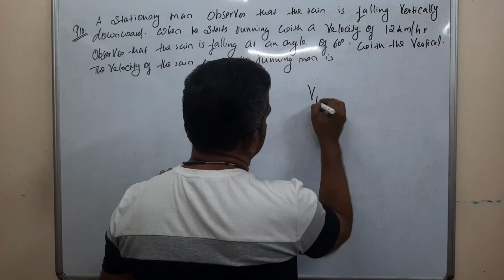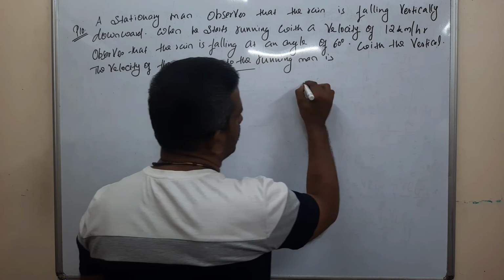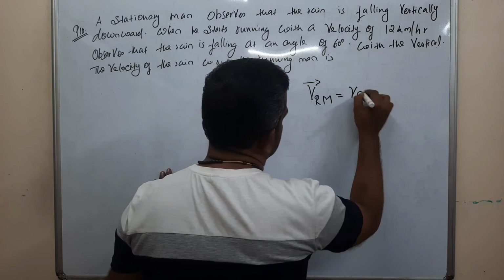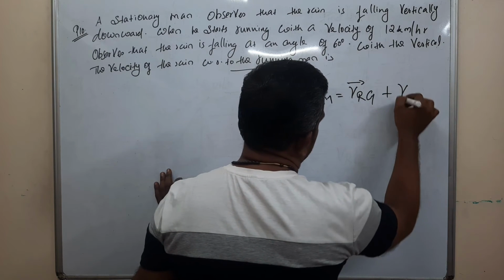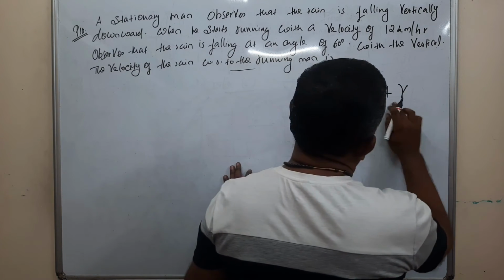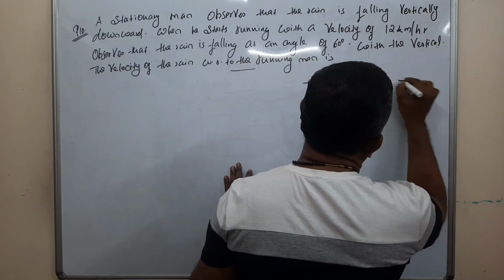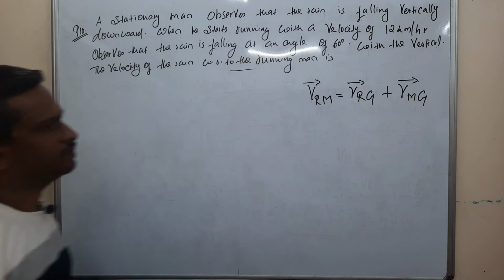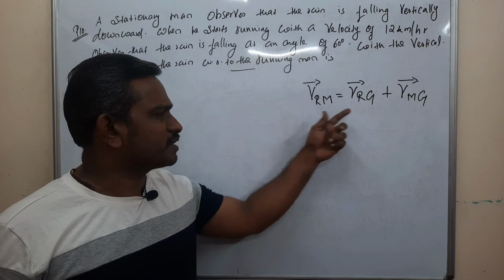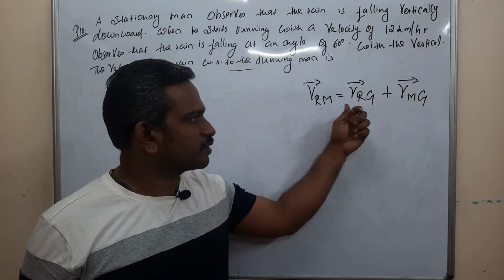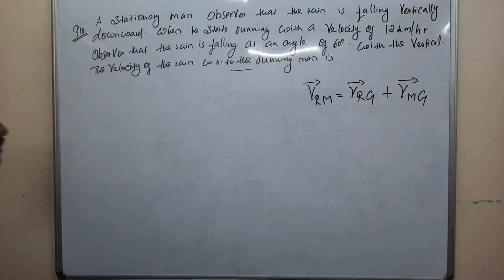So the velocity of the rain with respect to the man we have to find, is equal to the velocity of the rain with respect to the ground plus the velocity of the man with respect to the ground. It's the formula. Velocity of the rain with respect to the running man is equal to velocity of the rain with respect to the ground plus velocity of the running man with respect to the ground.